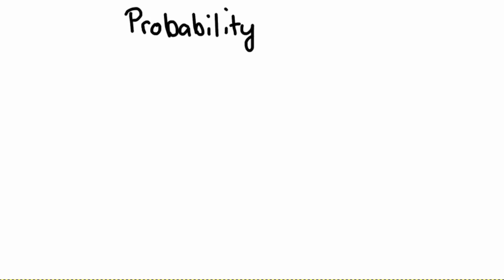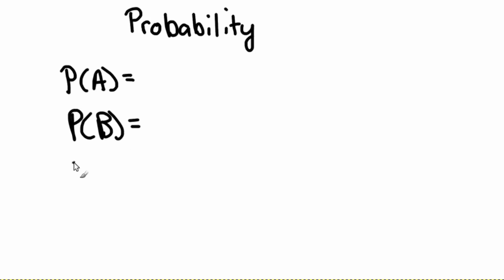In probability problems, you're probably given something along the lines of: the probability of A is something, the probability of B happening is something else, and maybe the probability of A given B is something. You've got to solve for something else. So you're given some pieces of information, and then you've got to figure out some other part of it.